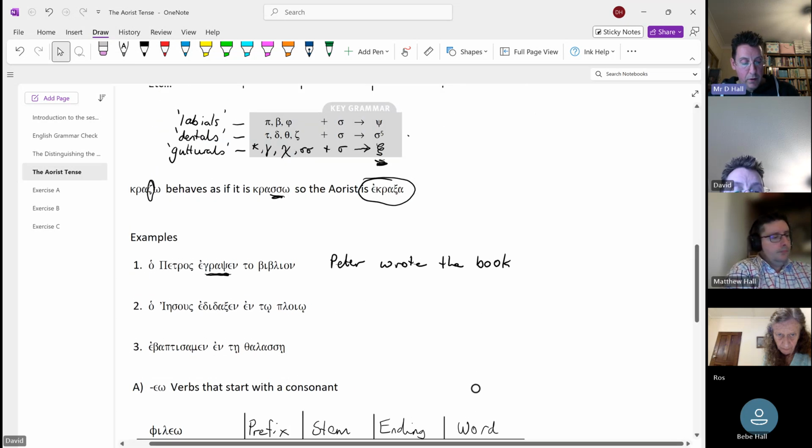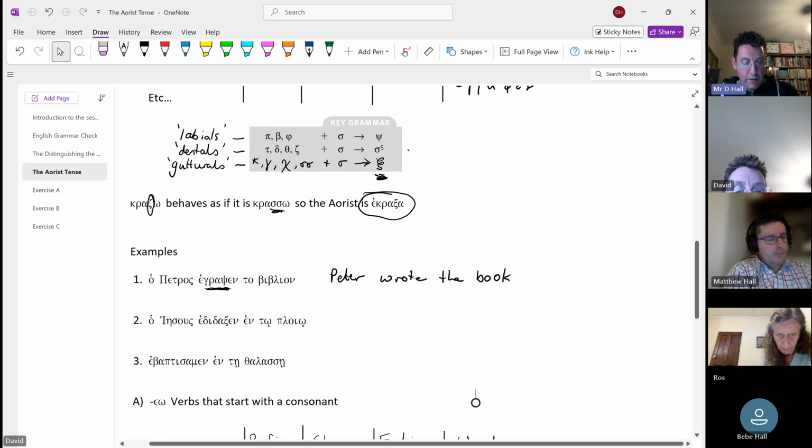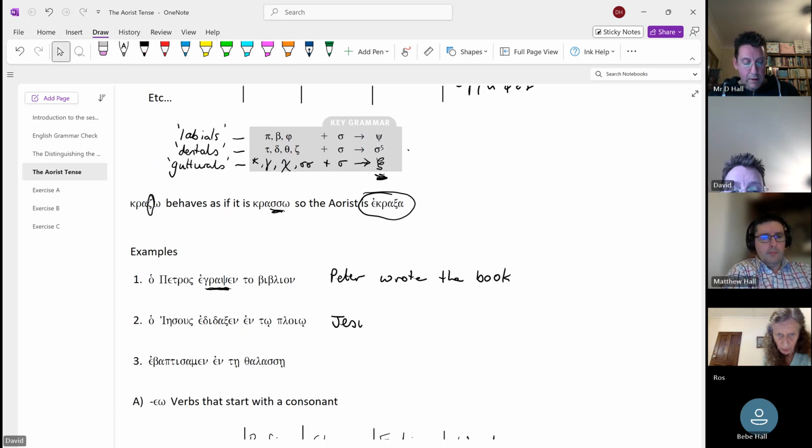Second one down, we've just got Jesus, which is Jesus. And then edidaxen. So didasko just combines with a whole load of things into just the C. So we just need to learn them because you've got the kappa and the sigma in there. So that's our aorist tense. So Jesus taught.